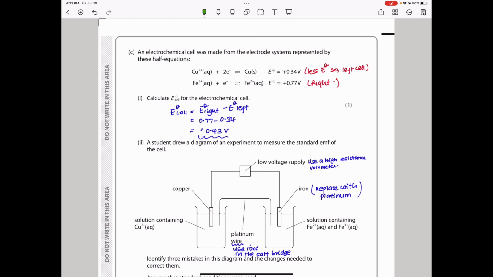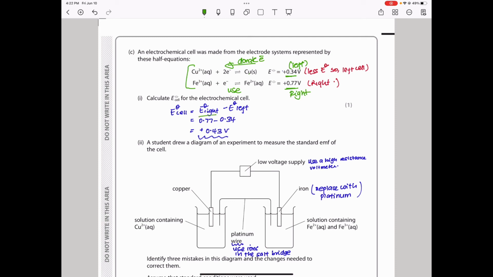It says an electrochemical cell was made from the electrode system presented by these half equations. So we have these two half equations. You see this one is more positive than that one, so the less positive one is going to be to the left and the more positive one is going to be to the right. So we can combine these two to find the overall equation for this reaction. Since this goes to the other side, copper is going to donate electrons, and this is using the AMAP. So this is going to be to the right and the other to the left.